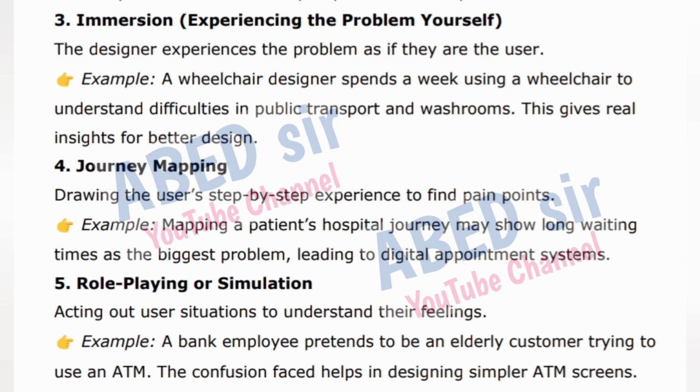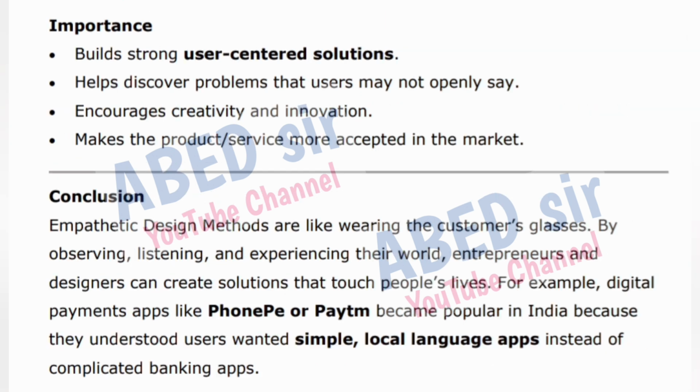5. Role-playing or simulation. Acting out user situations to understand their feelings. Example, a bank employee pretends to be an elderly customer trying to use an ATM. The confusion faced helps in designing simpler ATM screens. Importance. Builds strong user-centered solutions. Helps discover problems that users may not openly say. Encourages creativity and innovation. Makes the product service more accepted in the market.